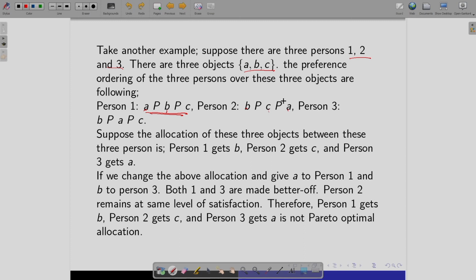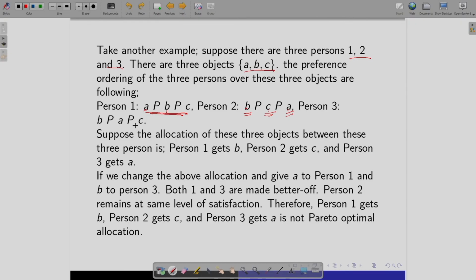So, it means person 2 will be very happy when he gets object B, will be slightly less happy if he gets object C, and will be worse off if he gets object A. And person 3's preference is like this: person 3 prefers B over A and A over C.